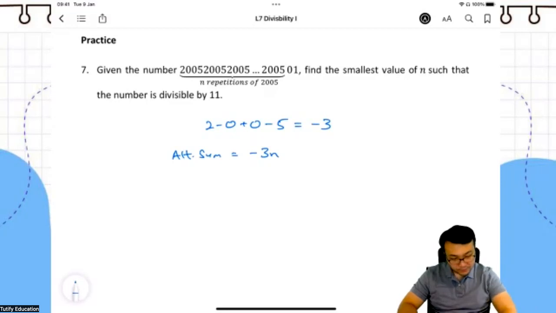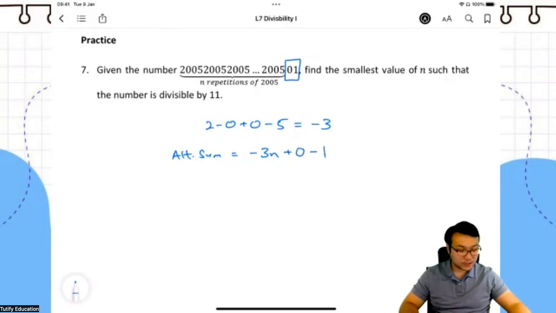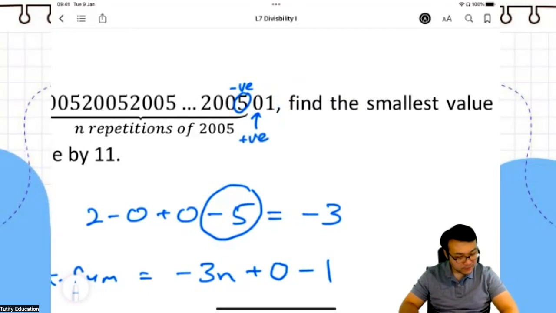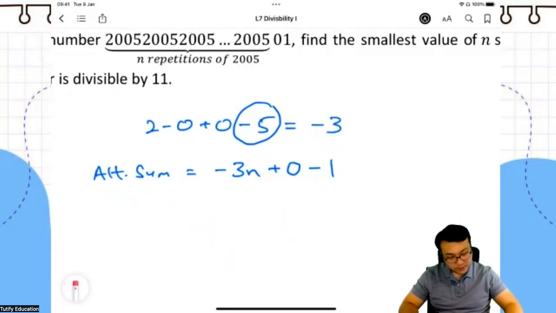-3n. But don't forget, you still have 2 digits left over at the back. You must continue your alternating sum, continue plus and minus, because this is negative, right? So this was a -5. You must continue your alternating sum. This is going to be positive. This is going to be negative, correct, Claudia? Yeah. Okay, so we continue our alternating sum.